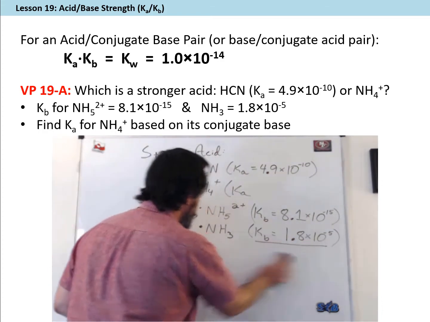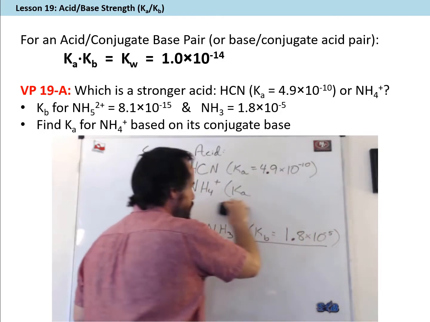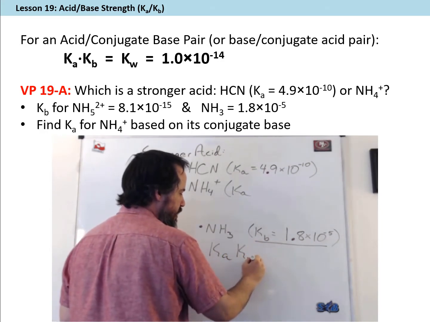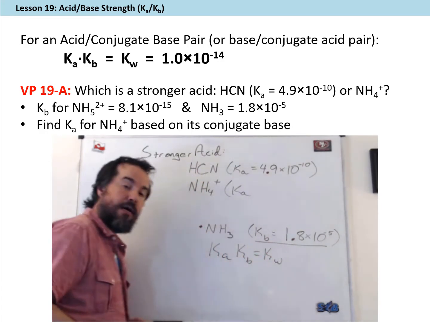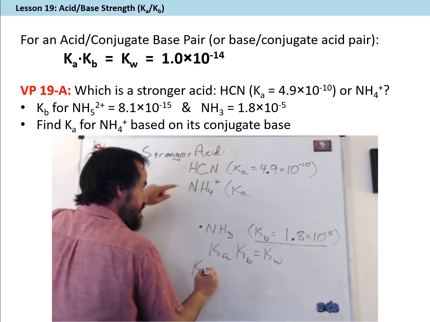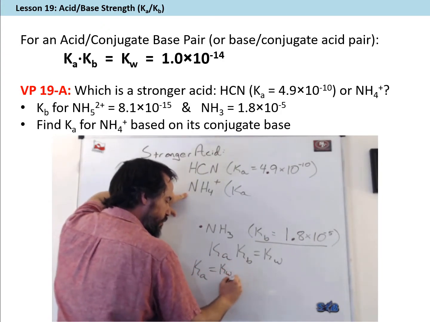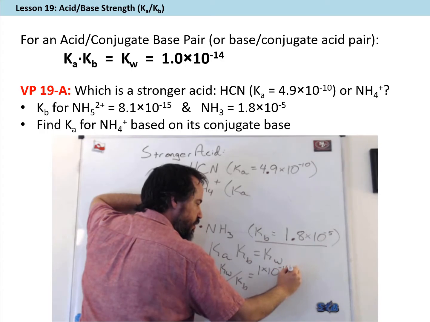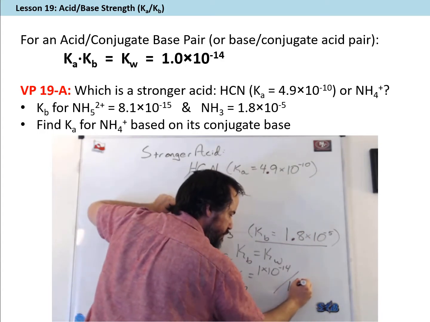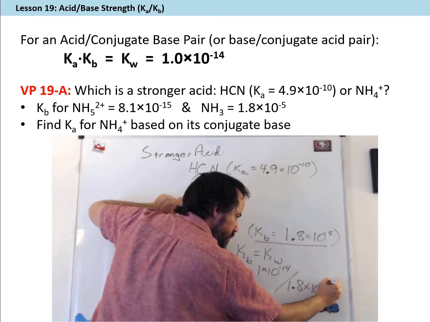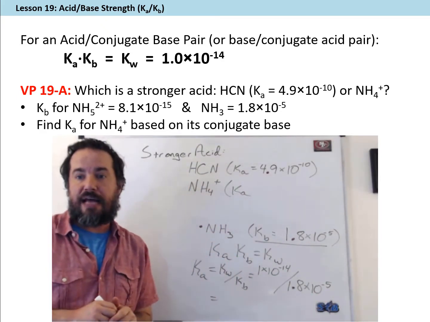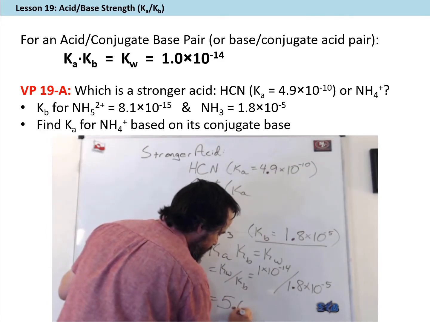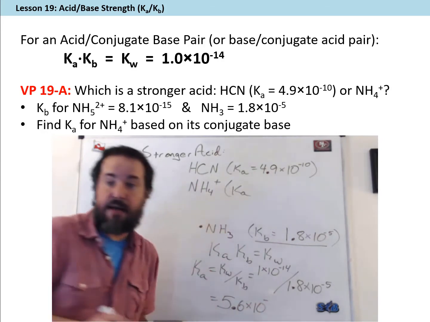That would make this a base, but we're told it's an acid. So I'm going to use this value here in order to find Ka. Ka times Kb for a pair equals Kw. So Ka for this equals Kw over Kb. That's 1 times 10 to the minus 14 over this value. And that's going to get me 5.6 times 10 to the negative 10.